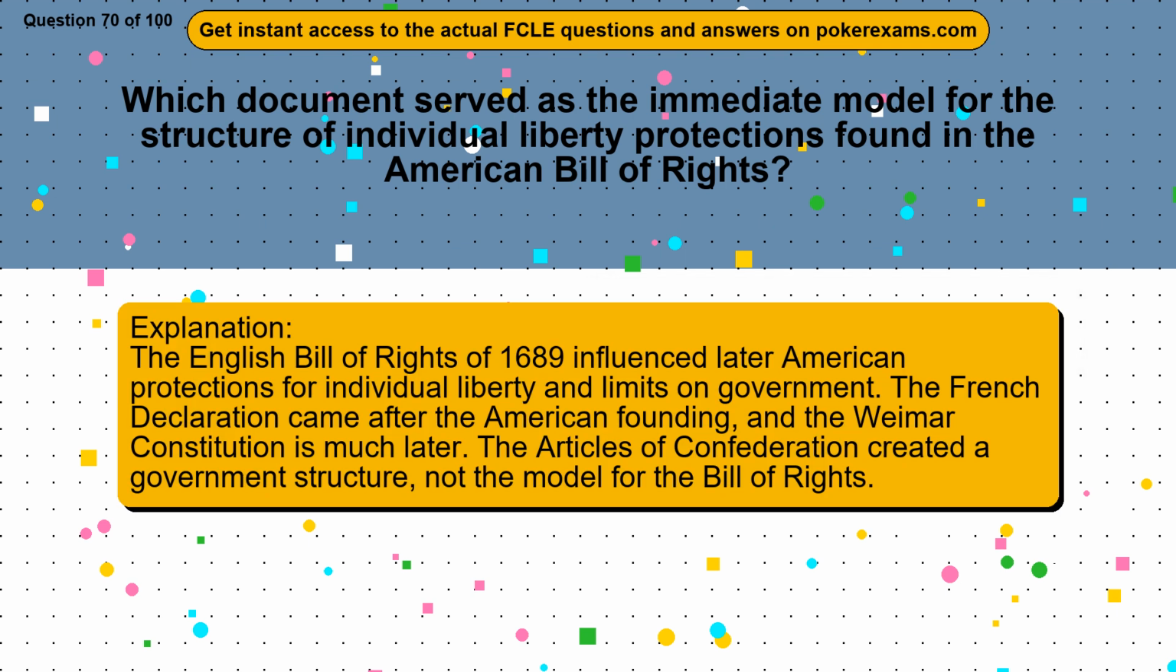The English Bill of Rights of 1689 influenced later American protections for individual liberty and limits on government. The French Declaration came after the American founding, and the Weimar Constitution is much later. The Articles of Confederation created a government structure, not the model for the Bill of Rights.